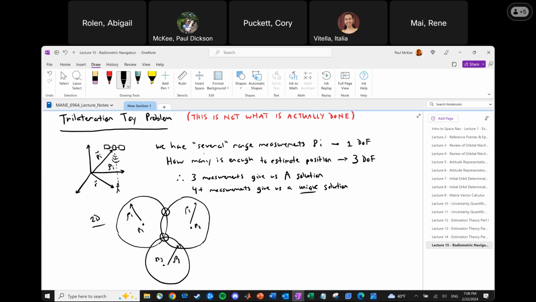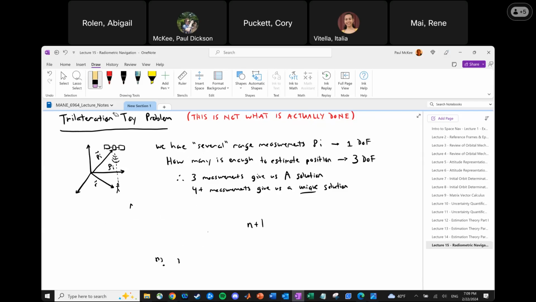So generally you need n plus 1 measurements, where n is the number of dimensions of the problem that you're working with. So I'm going to erase that. That is not my best artwork, just wanted to get the idea across. In general, you need n plus 1. If we were in 4th dimensional space, we would need 5. And of course, if we have many, many extra measurements, that's totally fine, because it ultimately turns into a least squares problem.